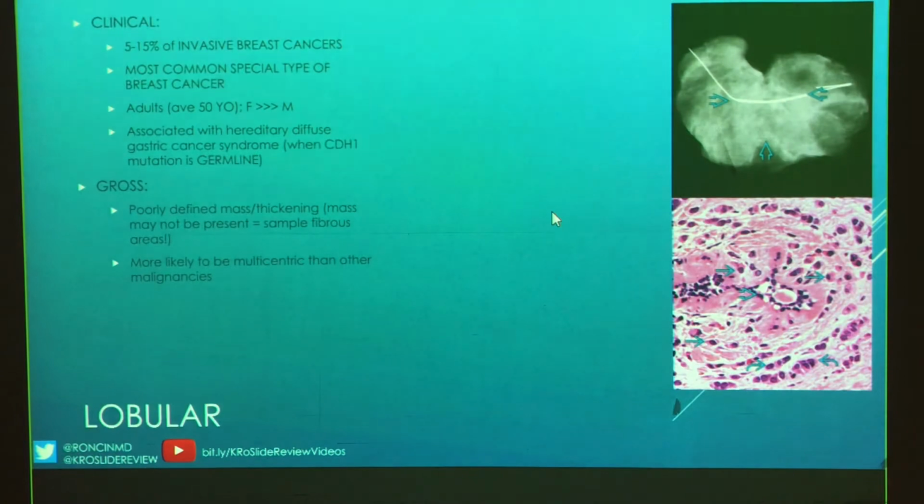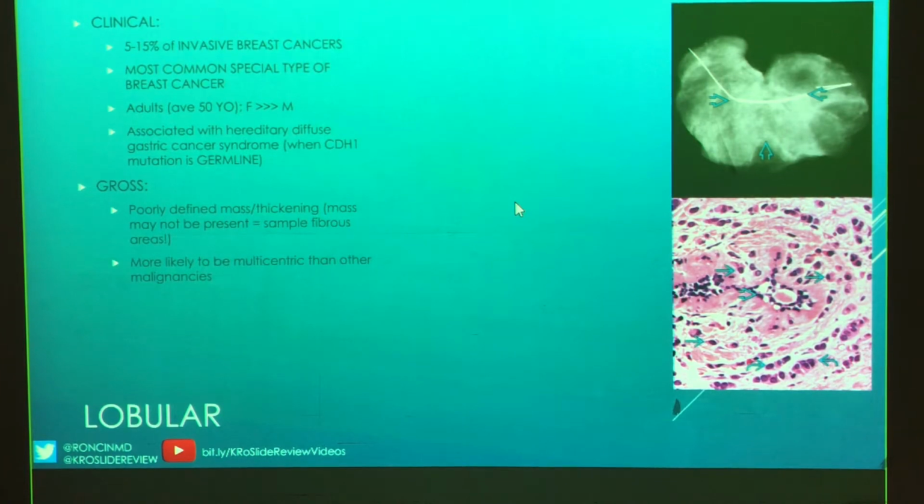So if we go to our slides about invasive lobular, these really only account for 5 to 15%. Now, you have to keep in mind that 75% of all invasive breast cancers are going to be invasive ductal or invasive carcinoma of no special type. So this is actually the most common special type of breast cancer because it is not a ductal carcinoma. Again, we're looking at women that are at least 50 years old, and yes, there's always rare cases of men in there, but predominantly it's going to be women.